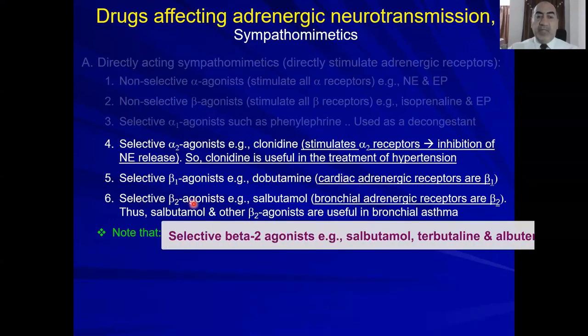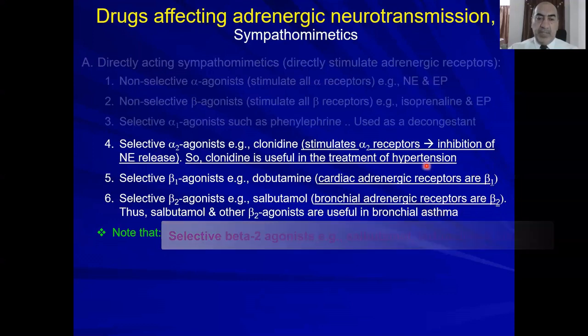Selective beta-2 agonists such as salbutamol, terbutaline, albuterol. Remember that bronchial adrenergic receptors are beta-2. Please remember these are very important fundamental facts about these receptors.